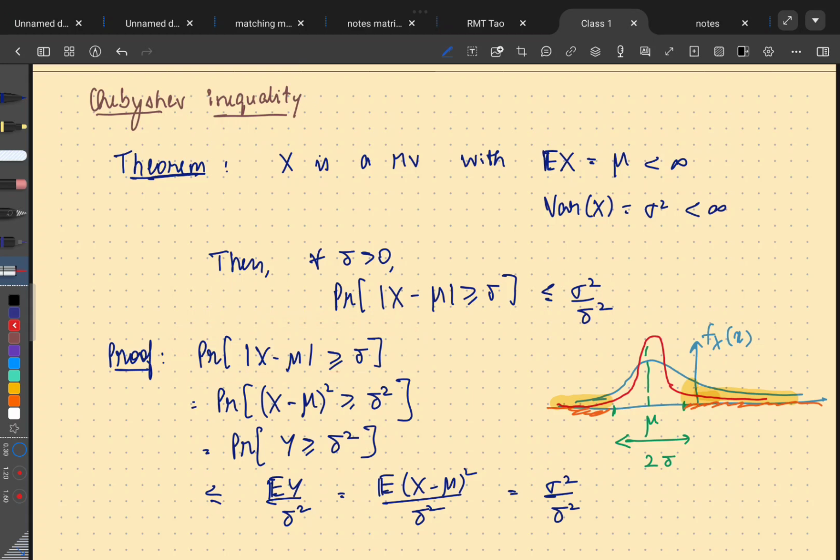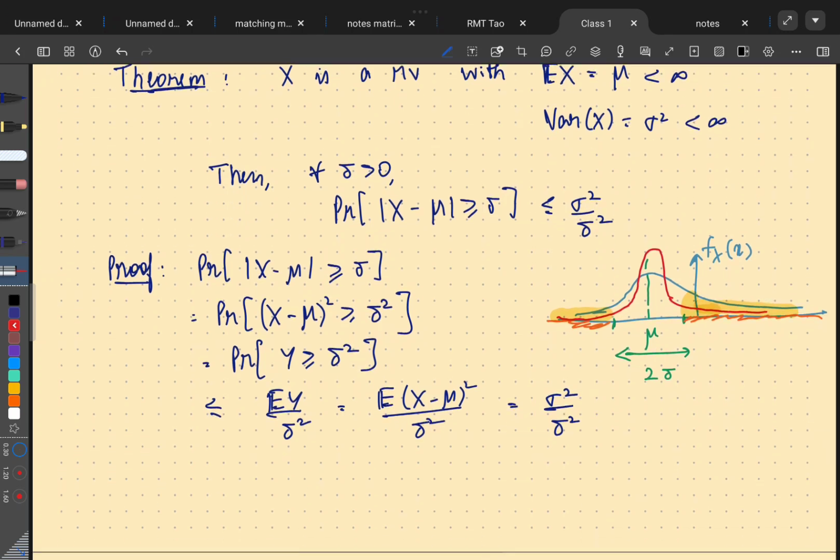Now let us suppose that higher moments also existed. Then there's nothing sacred about 2. In principle, I could have raised both sides to the 4th power. Then I would get the probability that (X minus mu) to the power 4 is greater than or equal to delta to the power 4. And again, I could just apply Markov's inequality on that, and then I would get the 4th moment divided by delta to the power 4.